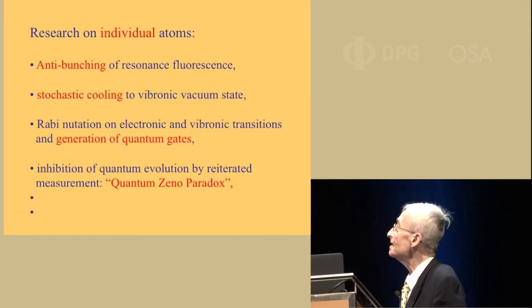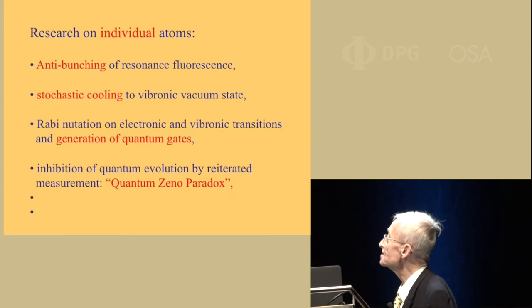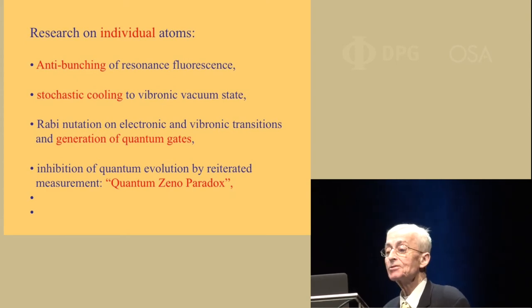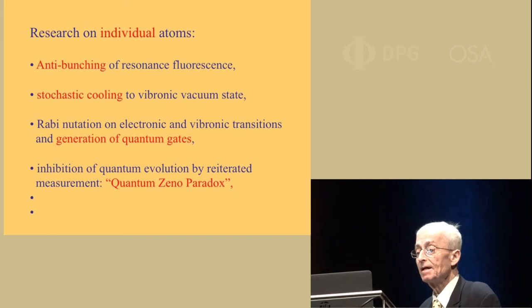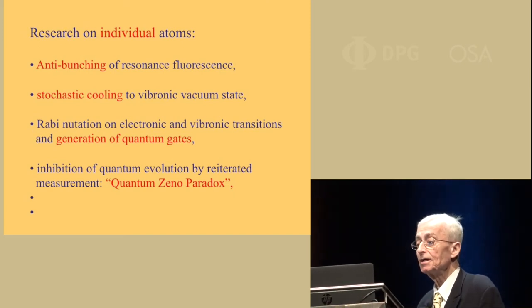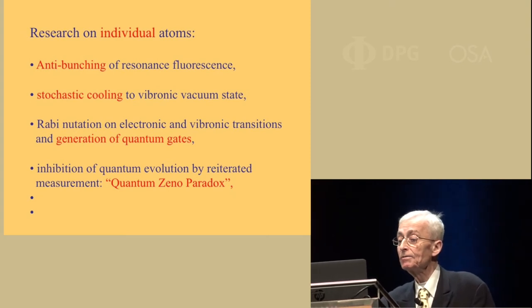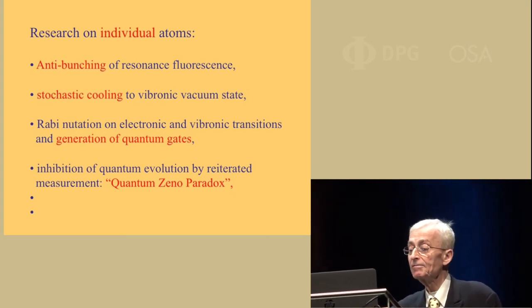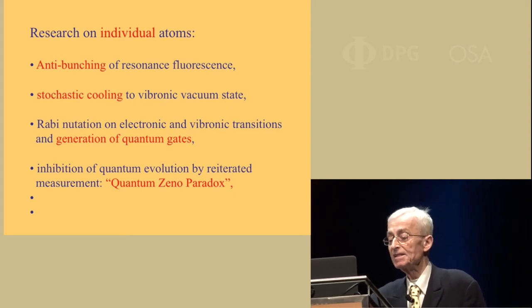So there has been quite a bit of research on individual atoms: the anti-bunching of resonance fluorescence, the stochastic cooling to the vibrational ground state, Rabi nutation on electronic and vibronic transitions, and the inhibition of quantum evolution by iterated measurements, the quantum Zeno paradox, which has been addressed this morning.